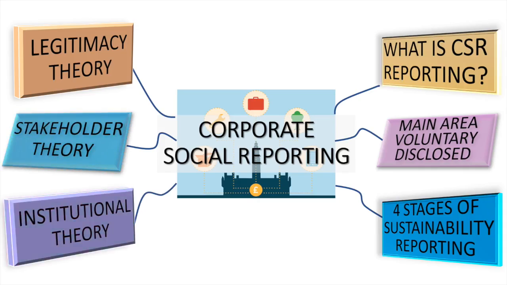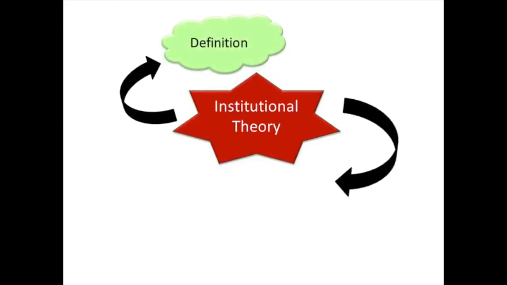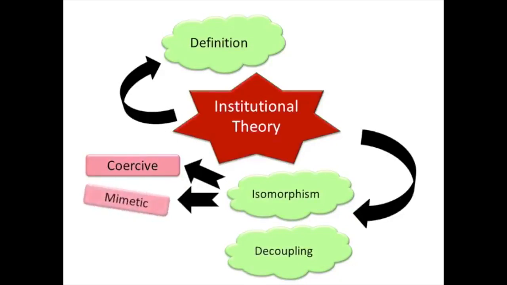The last theory that we will cover in this lecture is institutional theory. Institutional theory provides an explanation of why organizations tend to take on similar characteristics, forms, processes, and practices. This theory links organization practices to societal values. We will focus on the definition and the dimensions involved in this theory, which are isomorphism and decoupling. Isomorphism here can be divided into three different processes.